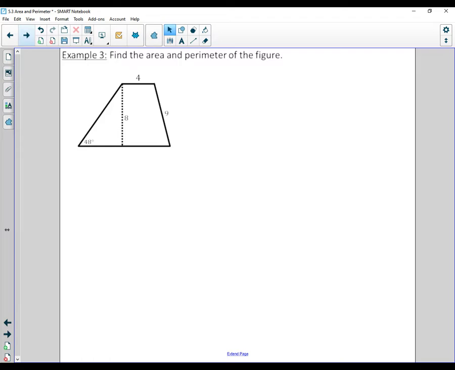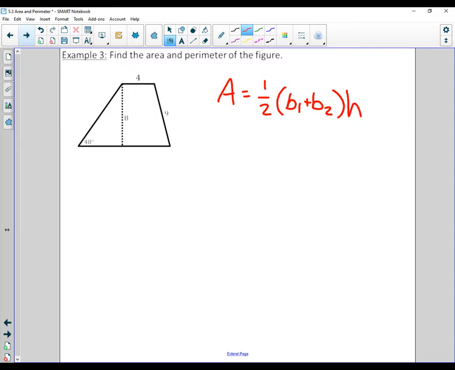Okay, so find the area and perimeter of this figure. When I'm looking at this, I see a trapezoid, right? I know the area of a trapezoid is 1/2 times one base plus the other base, times the height. If you didn't know, it's in our little formulas. And for perimeter, you just add up all the sides.